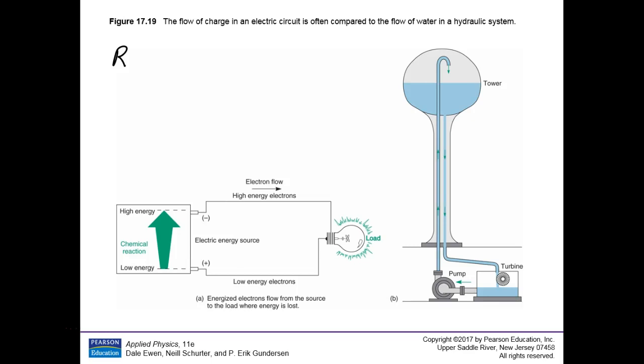That's that characteristic that resists the flow of charges. That's what your load somehow is using. Your resistivity, that characteristic of the material, is given the symbol rho. That's the Greek letter R. So resistivity is rho.